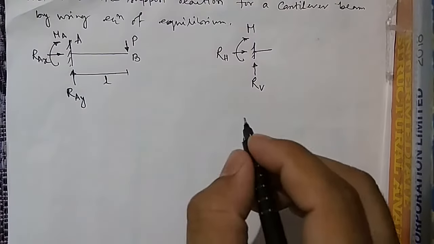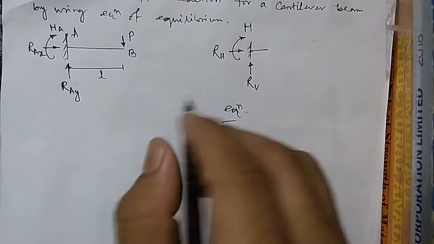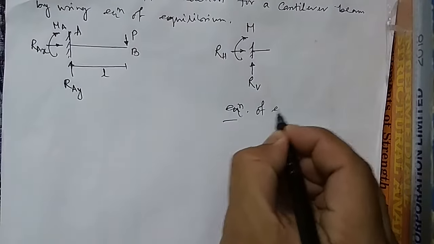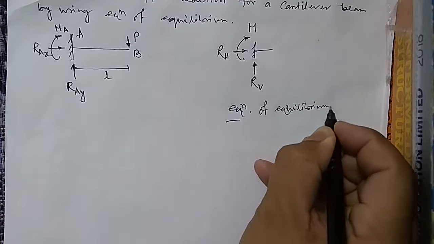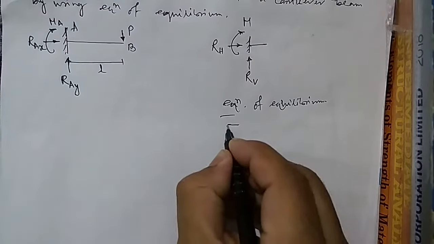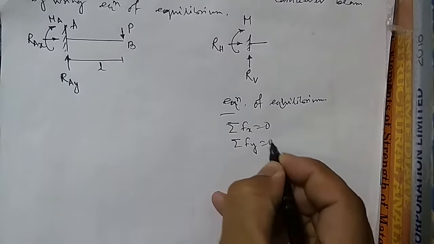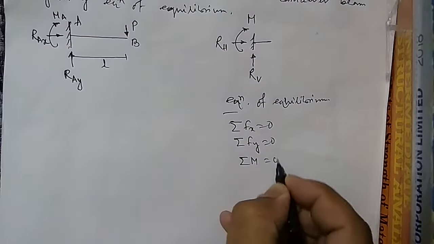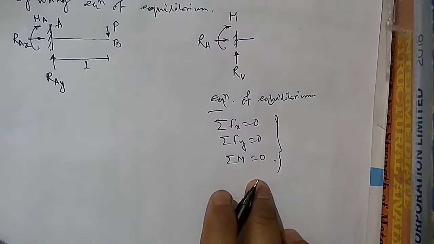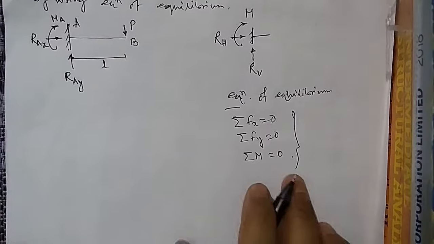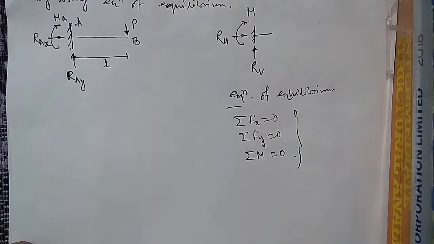And what is the equation of equilibrium? We previously discussed this. The equation of equilibrium is: summation Fx equals 0, summation Fy equals 0, and summation M at any point equals 0. These three equations are known as the equations of equilibrium. We apply these equations in this figure.